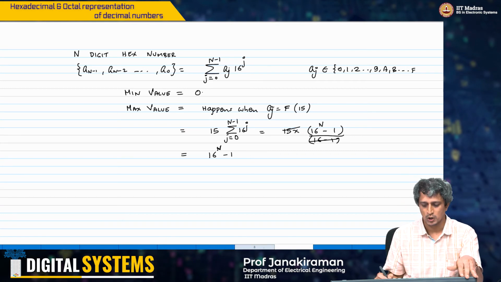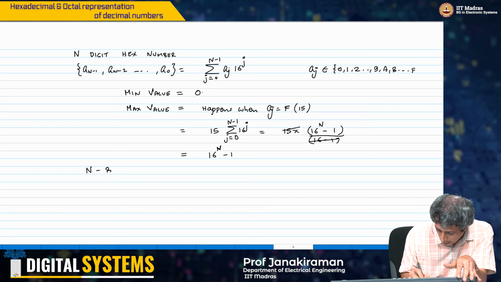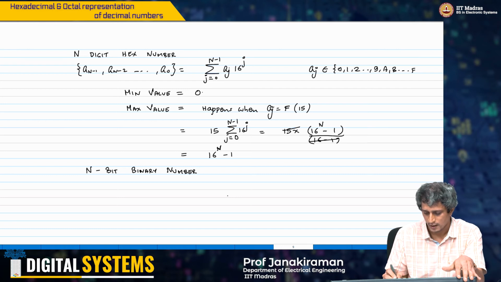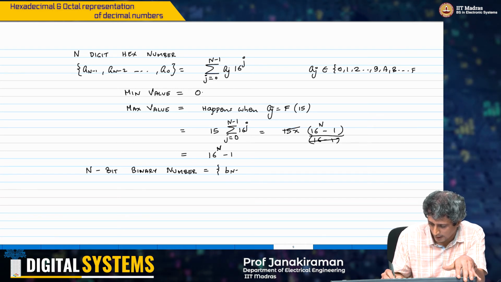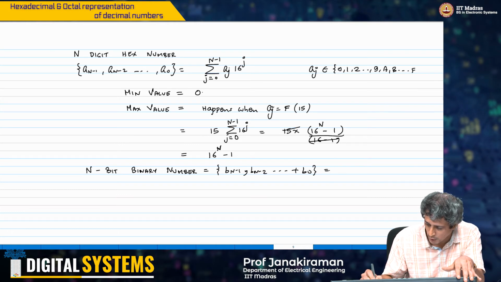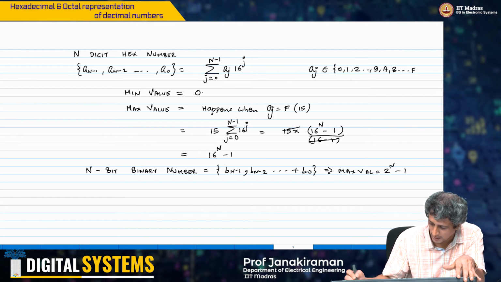Now just go back and look at, if you had an n bit binary number, which was essentially b(n-1), b(n-2) all the way to b0, we said the maximum value implies max value is 2 power n minus 1.